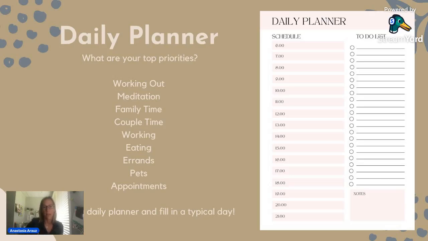This one is done in hours. You can see that it starts at 6 a.m. and it goes all the way through the day. You can make your list on the side there of what you want to get accomplished that day. And you could do one for each day to start with, just to kind of see what you want to do. So what you're going to start off with is writing what your top priorities are.